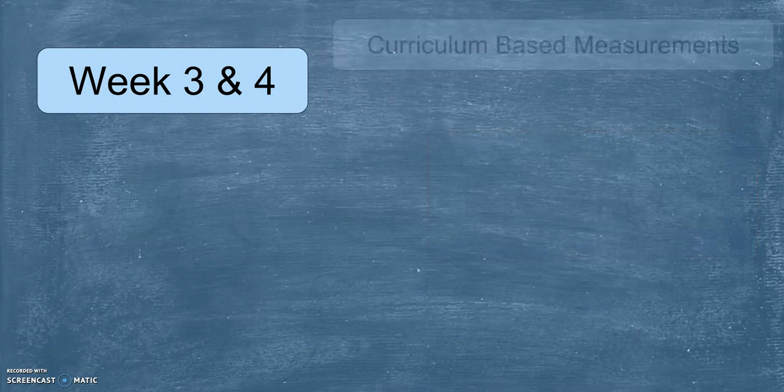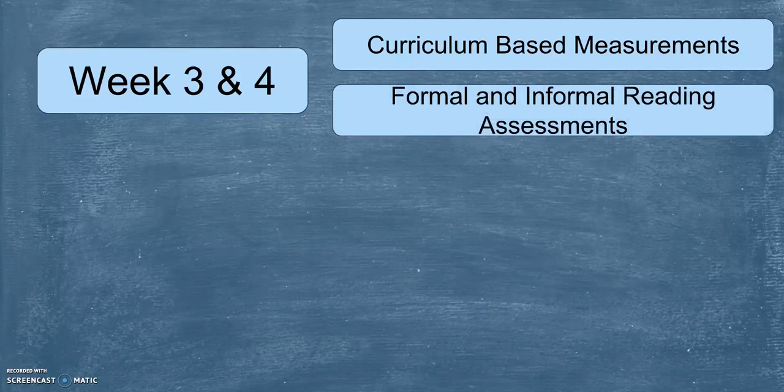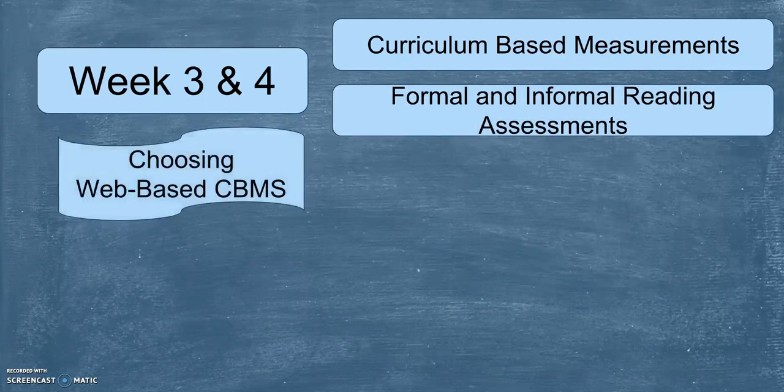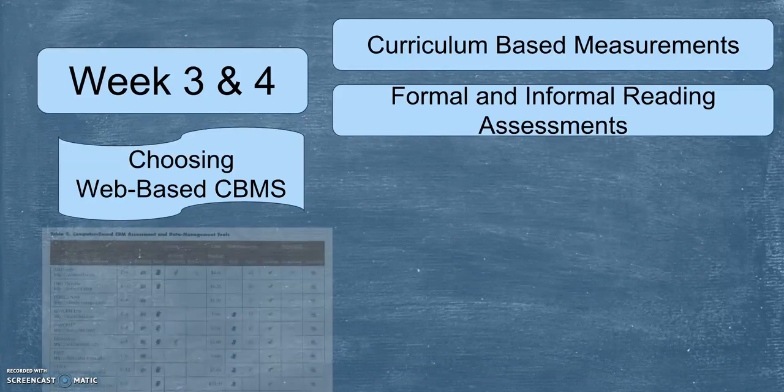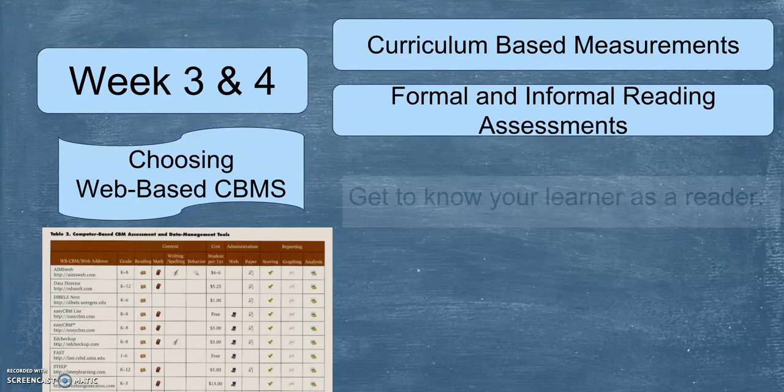So then week 3 and 4, what we're focusing on are curriculum-based measurements and formal and informal reading assessments. And one of the resources I'd like to highlight is choosing web-based CBMs. And in this document, you'll find a page that looks like this. And what you're going to want to do is go in there and visit some of those websites and see which ones have resources available that you can assess your learner.